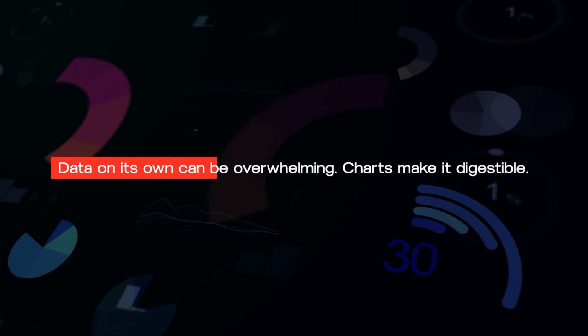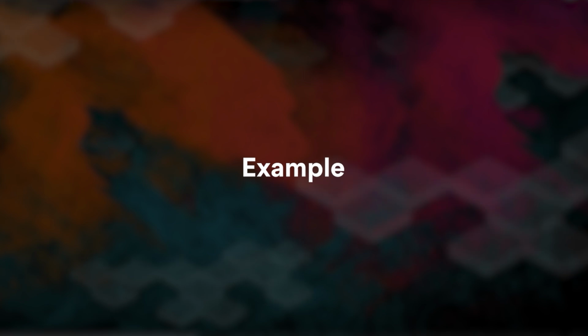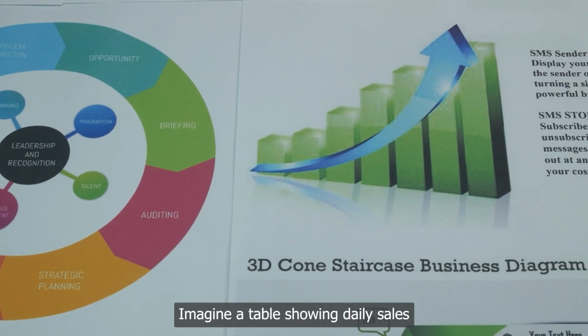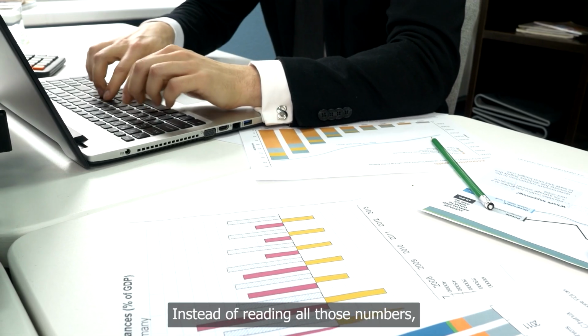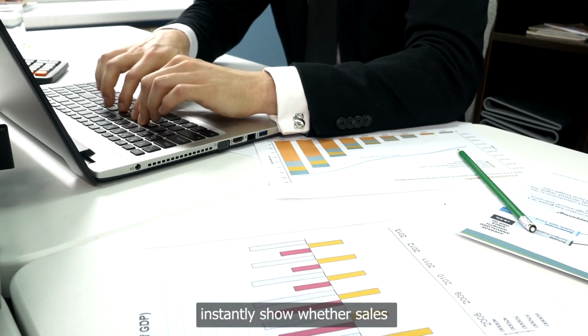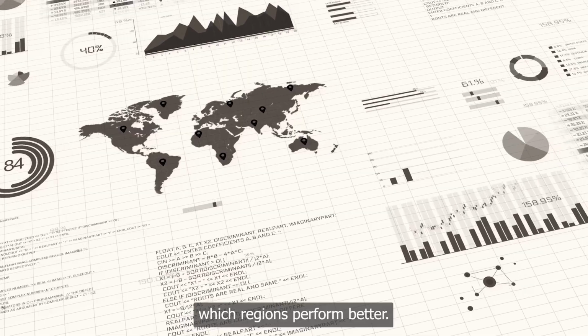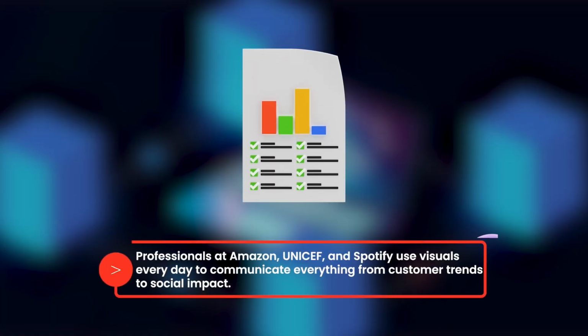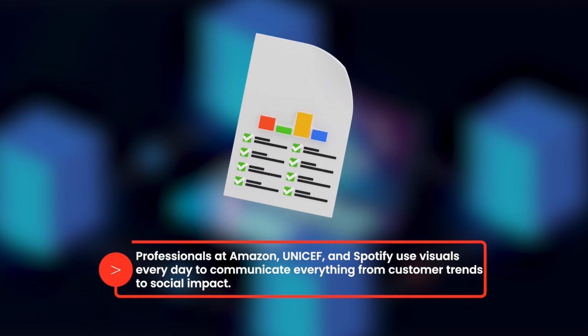Data on its own can be overwhelming. Charts make it digestible. Example. Imagine a table showing daily sales across 300 stores. Instead of reading all those numbers, a line chart can instantly show whether sales are rising or falling. A bar chart can highlight which regions perform better. Professionals at Amazon, UNICEF and Spotify use visuals every day to communicate everything from customer trends to social impact.